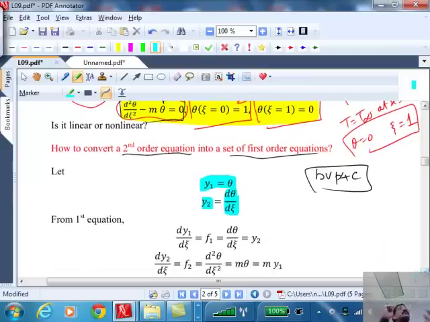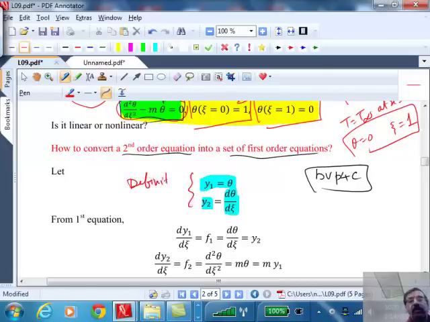Now, I'm going to attempt to convert this equation into an equivalent set of two first order equations. These are definitions. You always start off with definitions. So if I give you a third order equation, you will define one more variable, y3, as the second derivative. That's where you would stop. You would stop one order less. Here you have a second order equation, so I define the function and the first derivative as y1 and y2.